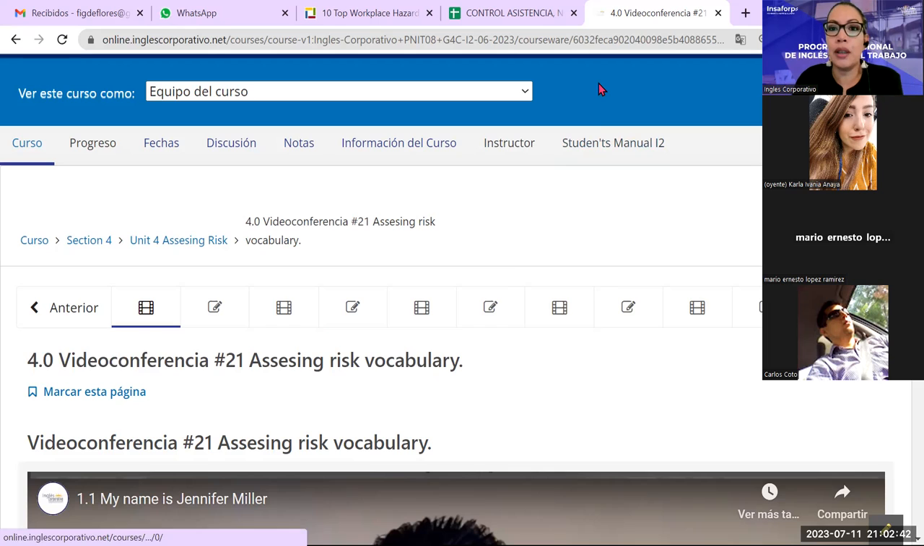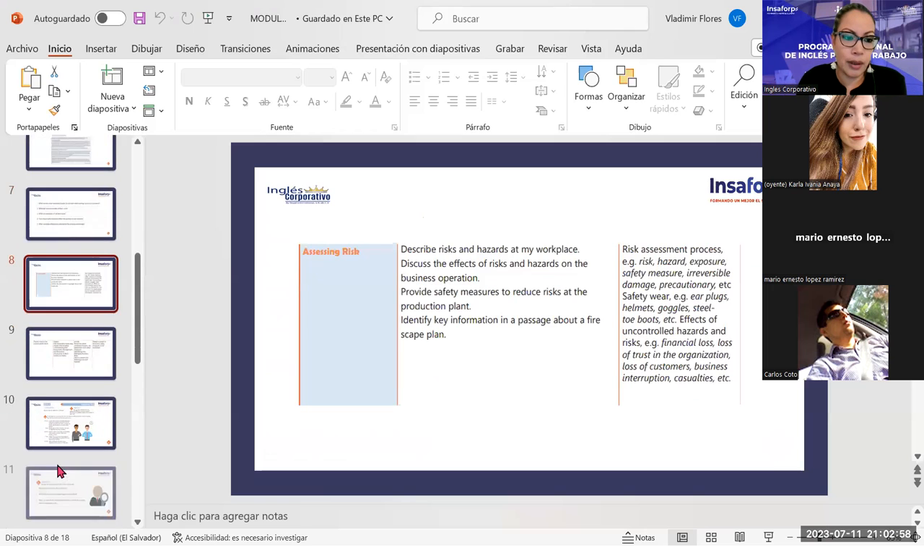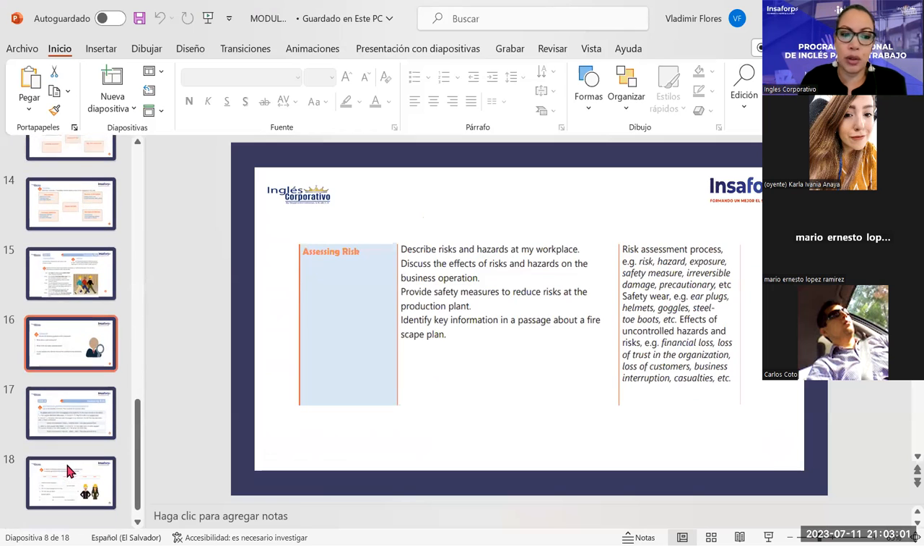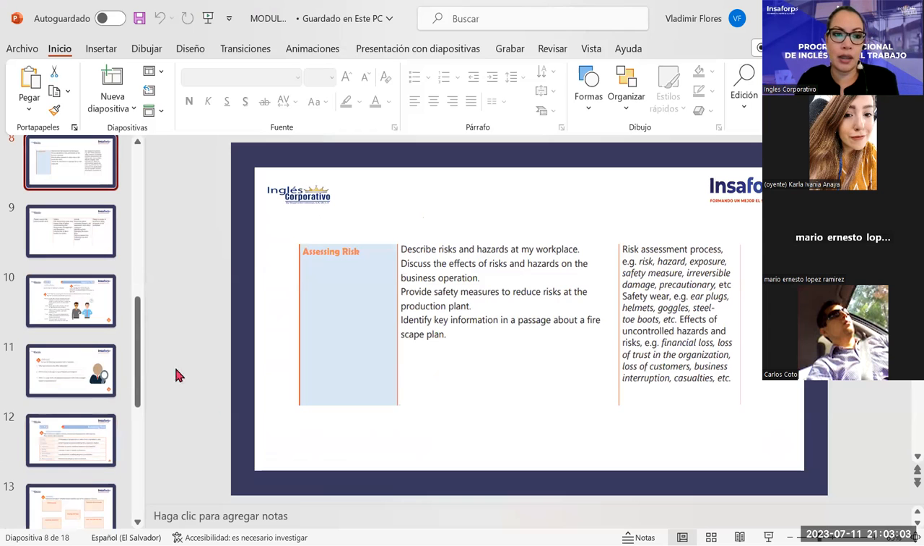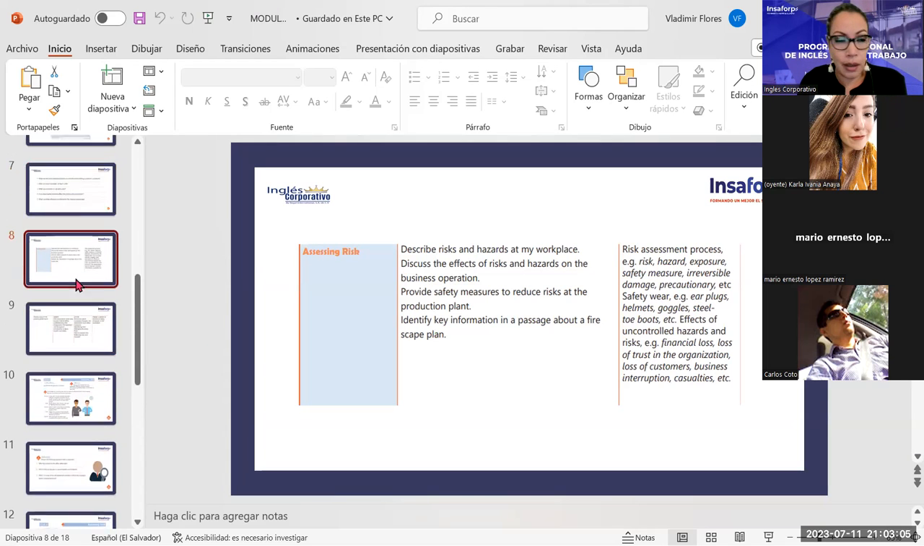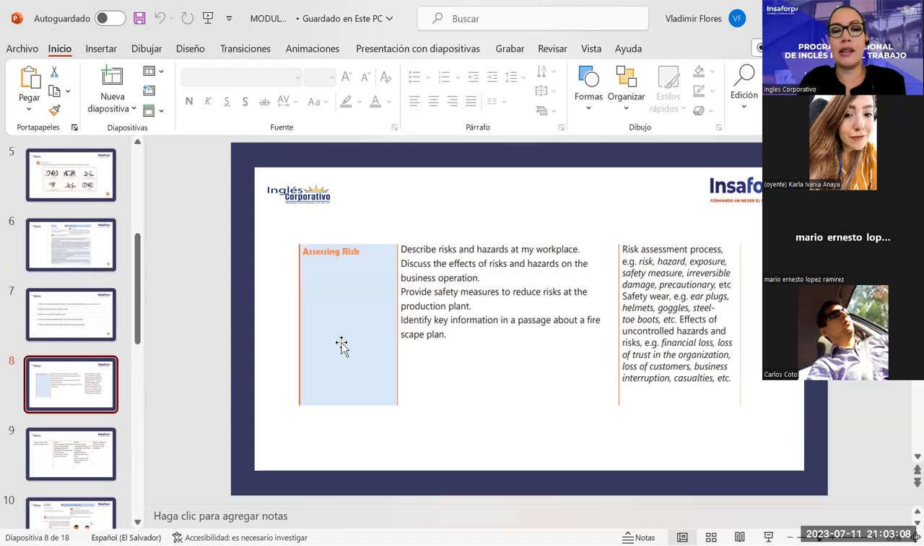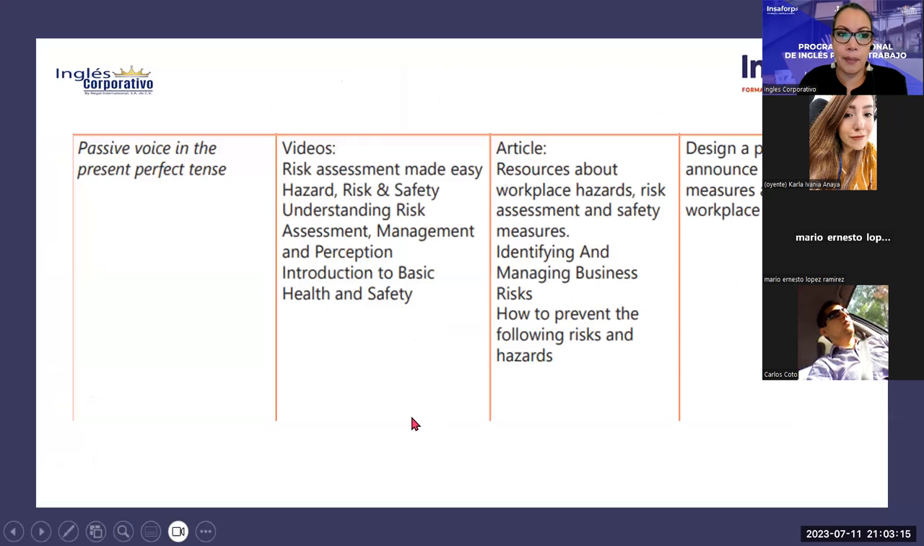Si necesitan ayuda con algún ejercicio del midterm exam de la plataforma, recuerden escribir en el chat para poder ayudarles y que puedan avanzar. Now, to start sharing, vamos a empezar. Casi todo básicamente está en el material que descargaron de la plataforma. Ya para mañana o pasado mañana, quizás sí voy a agregar un poquito más de material de apoyo para que podamos practicar más el tema.